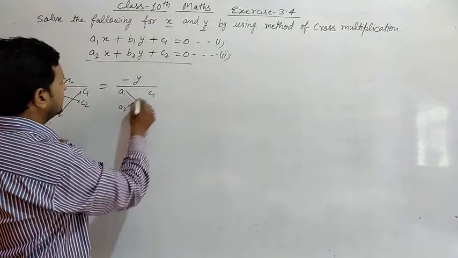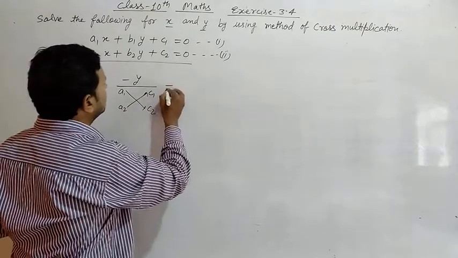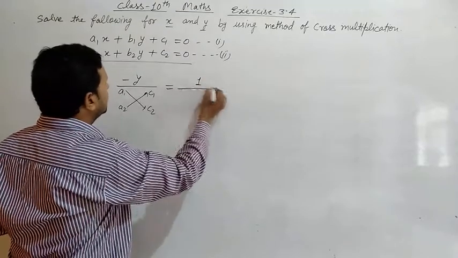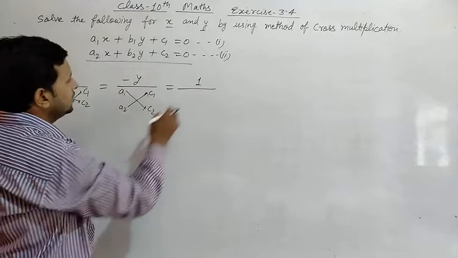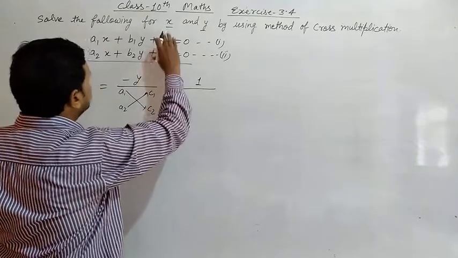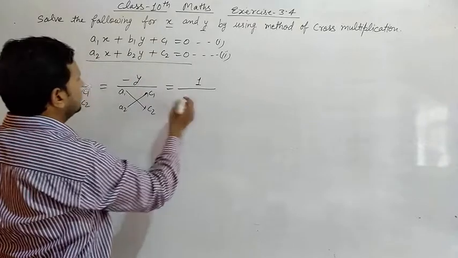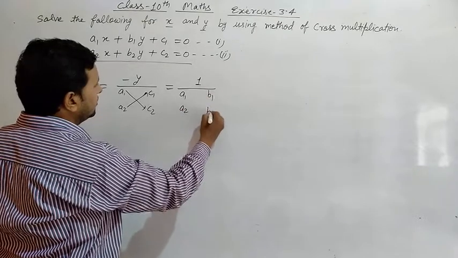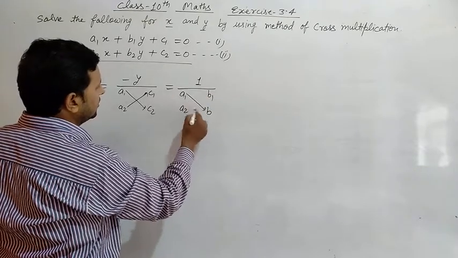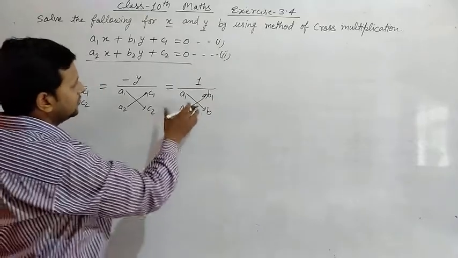We take it this way for multiplying, and equal to 1, because the last one is the constant, it has no variable, so it is 1 upon. Here we hide it and get a1, b2 and a2, b1. It means a1, a2, here b1, b2, and we have to cross multiply it. Okay, we have to cross multiply it.